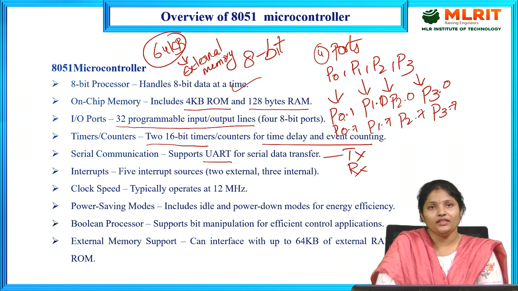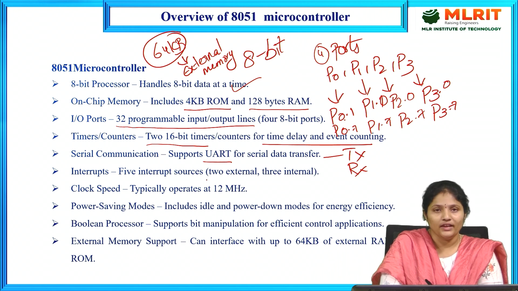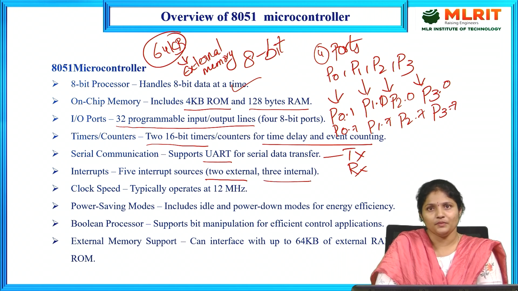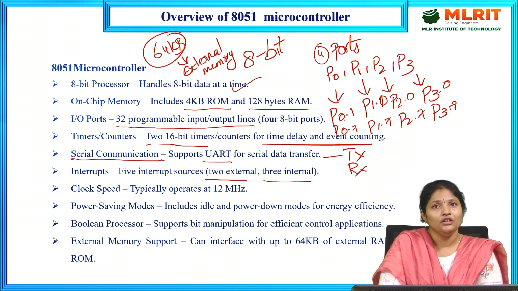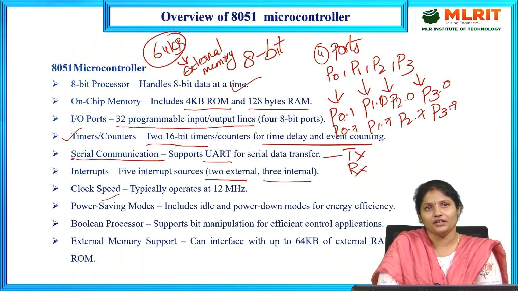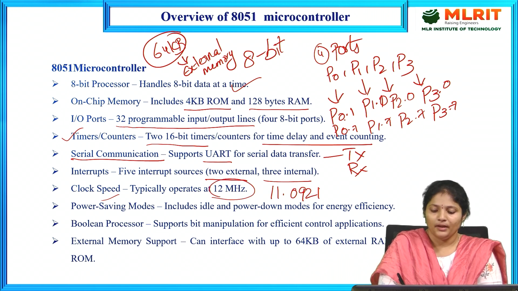In the 8051, there are 5 interrupt sources, 2 external interrupts and 3 internal interrupts. One is a serial communication interrupt, 2 are timer counter interrupts, and 2 are external interrupts. The clock speed of the 8051 microcontroller comes from an internal crystal oscillator which provides the clock pulses. The typical operating frequency is 12 megahertz. In precise terms, it is 11.092 megahertz. This is approximate, but the exact value is 11.092 megahertz.